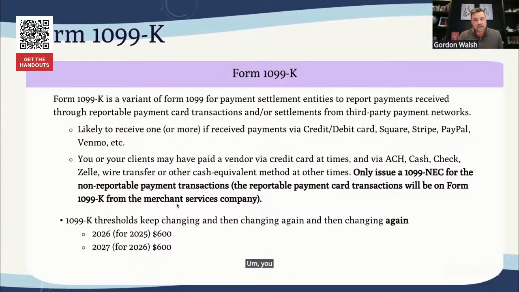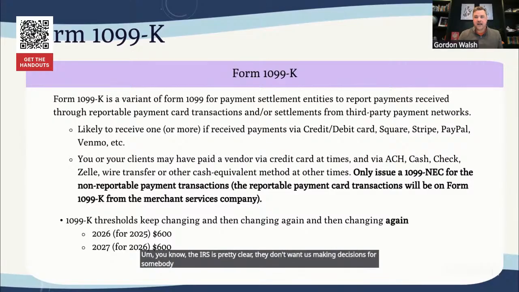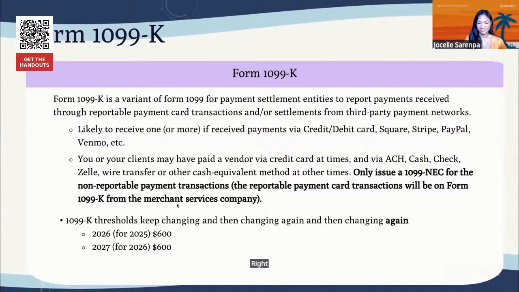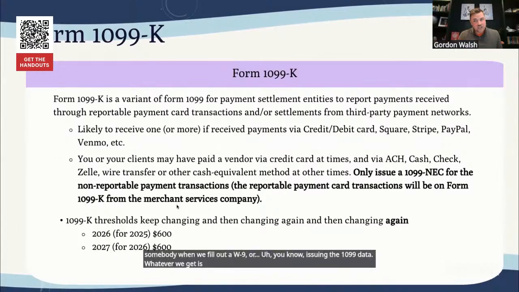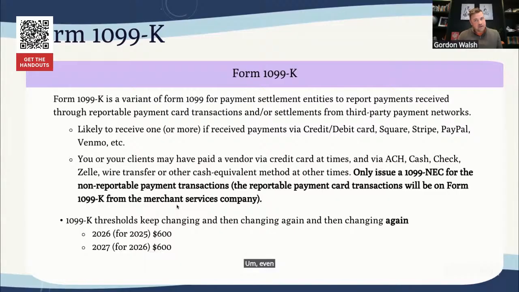The IRS is pretty clear. They don't want us making decisions for somebody when we fill out a W-9 or issue the 1099 data. Whatever we get is what we're supposed to issue, even though we're the ones who get penalized for it.